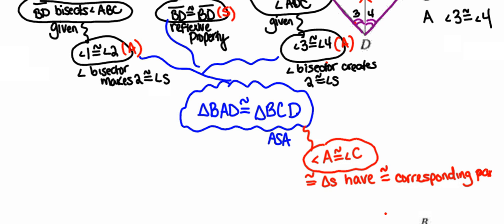Now, if you're like me and you would like to use an acronym, kind of a shortcut, you can use the acronym CPCTC. And that means corresponding parts of congruent triangles are congruent. And I might write that out one time and one time only.